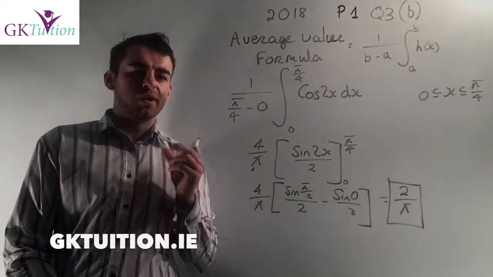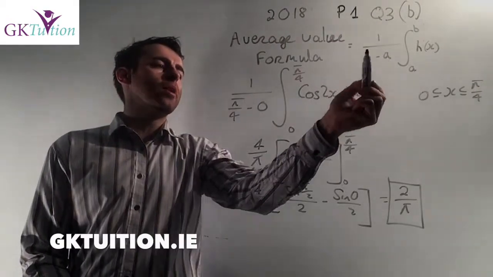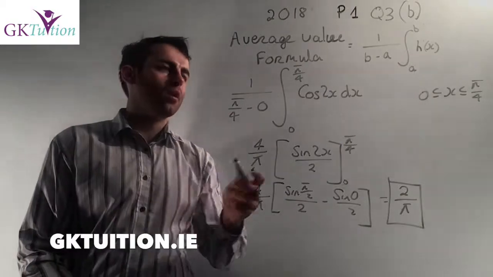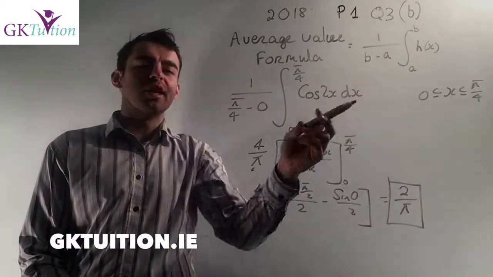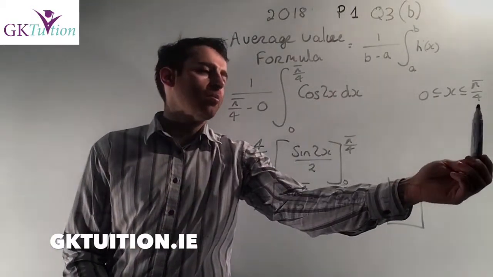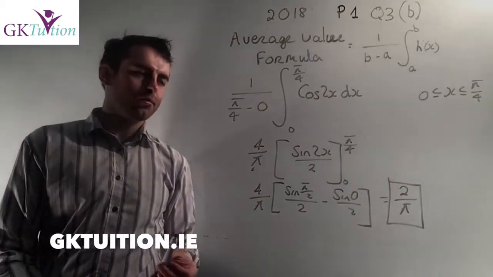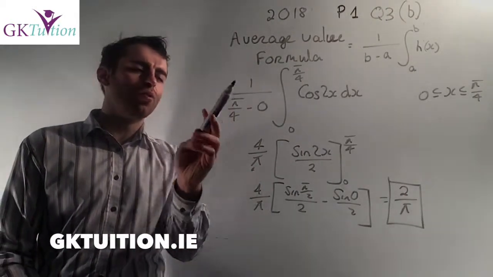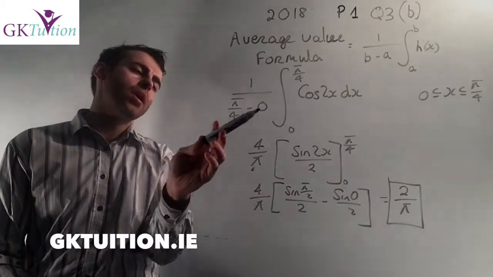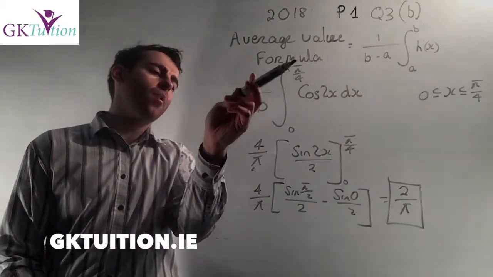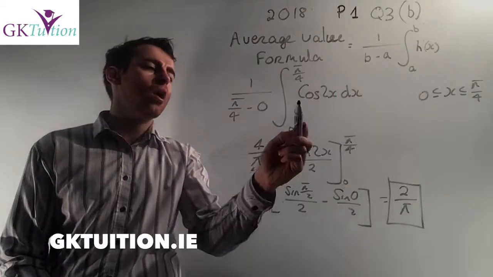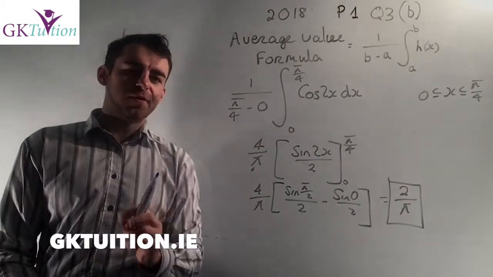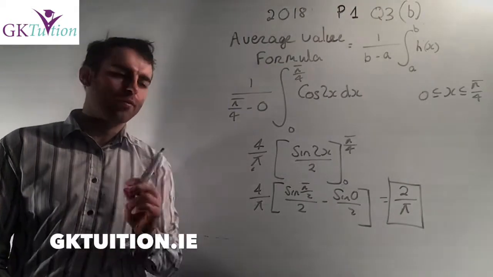So you need to know that your average value formula is 1 over b minus a times the integral from b to a of your function. In this case my b and my a are the limits of the function, the limits being pi over 4 and 0. If I sub in, I just get 1 over pi over 4 minus 0, so 1 over the difference between the limits times the integral from pi over 4 to 0 of my function. On the next line, if you just plug this fraction into your calculator, you get 4 over pi.